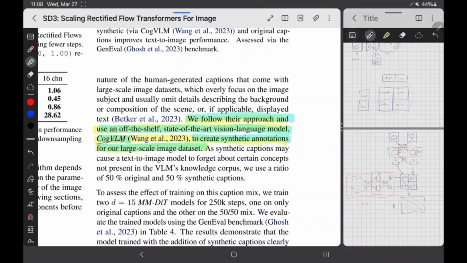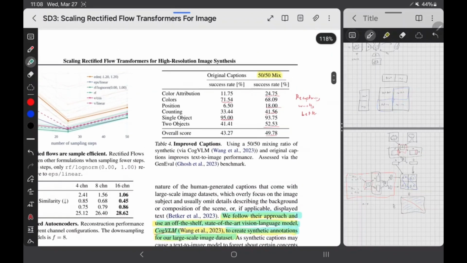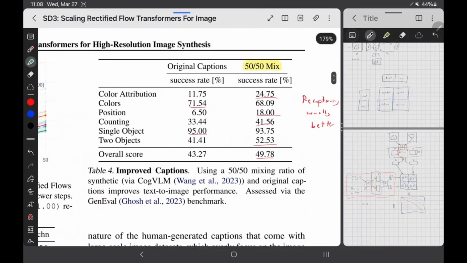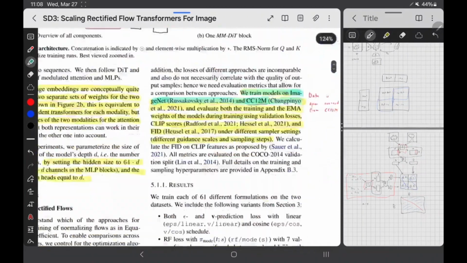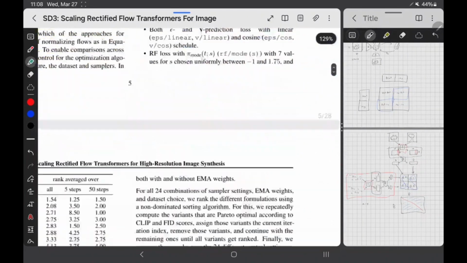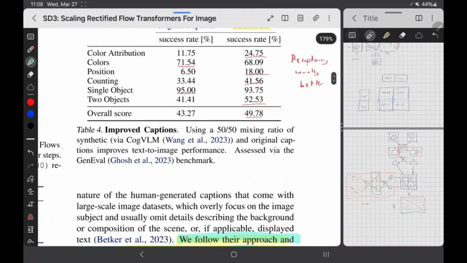And this was seen in the DALL-E 3 paper. You essentially want to recaption your data, at least somewhat, and it makes your model better, because the data is better. The original captions, apparently humans suck at captioning data, so recaptioning it is better. You can caption the ImageNet data, and you can recaption CC12M to give you this 50-50 mix.